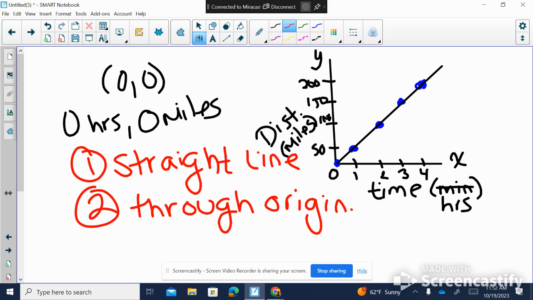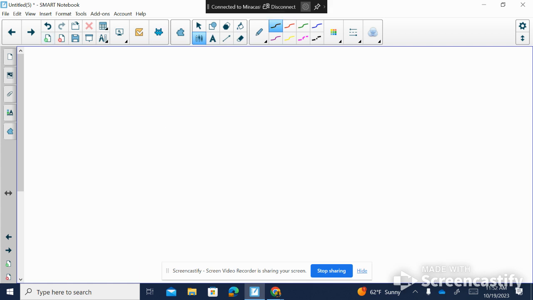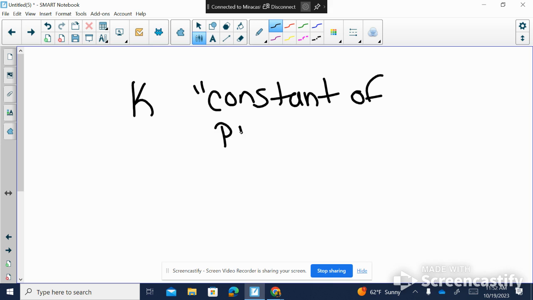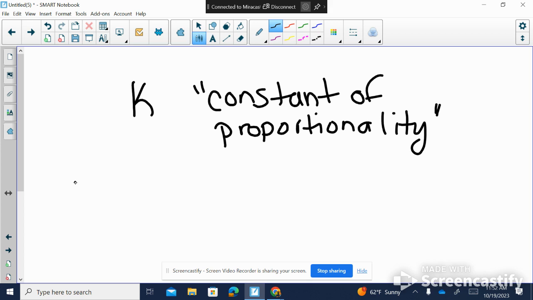Okay, and that means that we can use multiplication to find y using the x. Okay, so there's a constant of proportionality, and typically we call that k. Okay, this means constant of proportionality. And we can actually calculate the k value using any ratio of y to x.